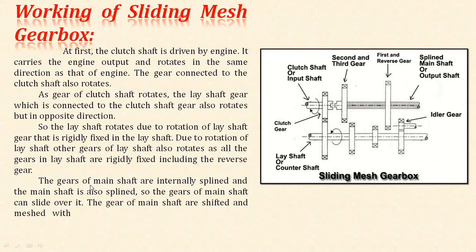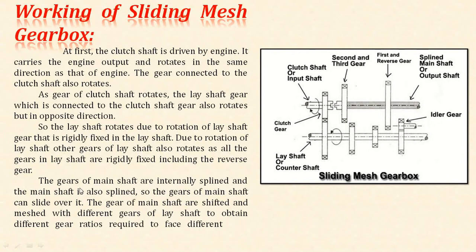The gears on the main shaft are internally splined, and the main shaft is also a splined one. So the gears of the main shaft can slide over it, and they are shifted and meshed with the different gears of the lay shaft to obtain the different gear ratios required to face different road conditions. Now you can see the figure.